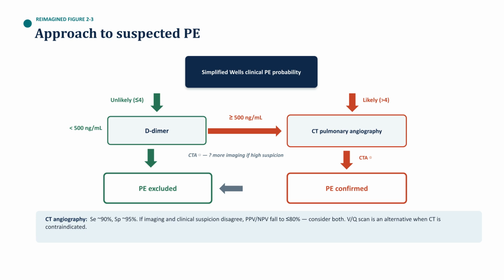The modified Wells score for PE uses weighted values. Signs of DVT and a less likely alternative diagnosis are worth 3 points each. Heart rate over 100, surgery, and prior VTE are 1.5 points each. Hemoptysis and active cancer add 1 point each. Our patient scores 6, marking her as, quote, likely.